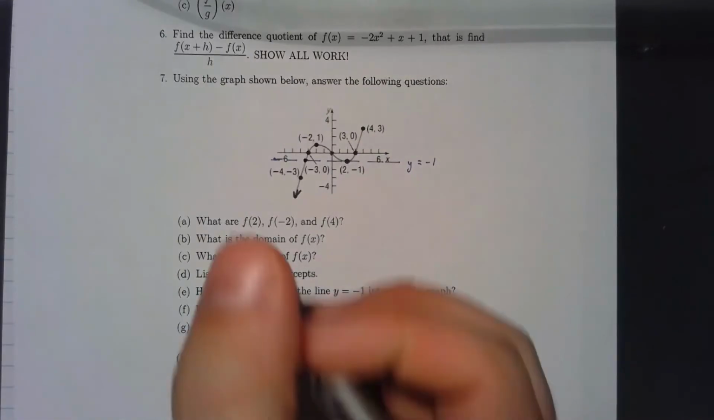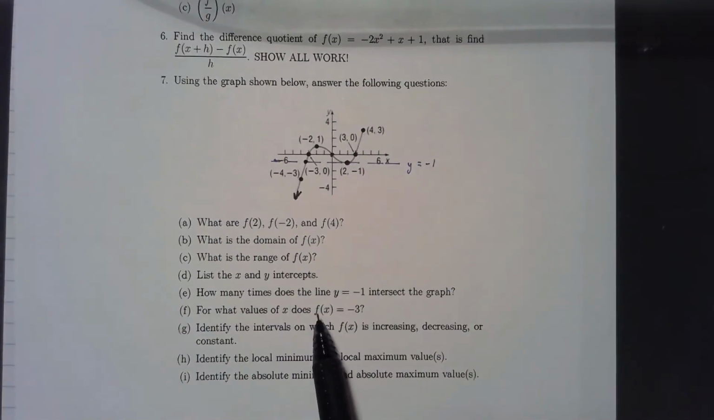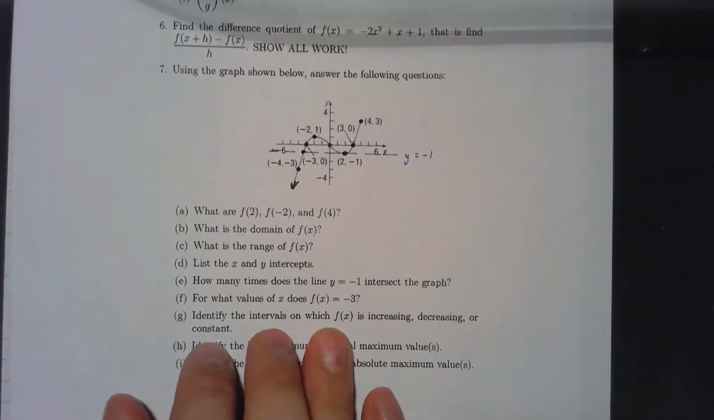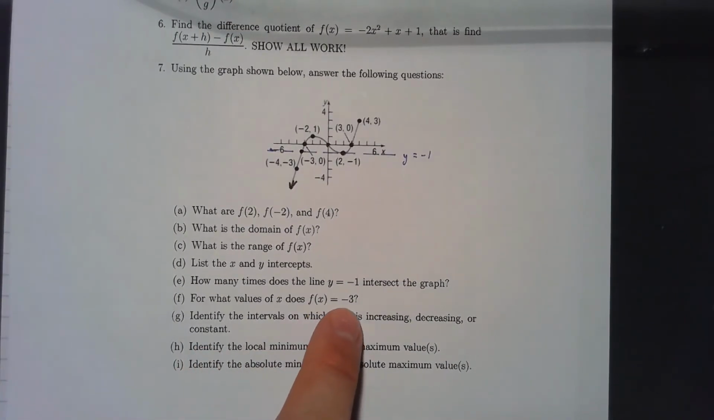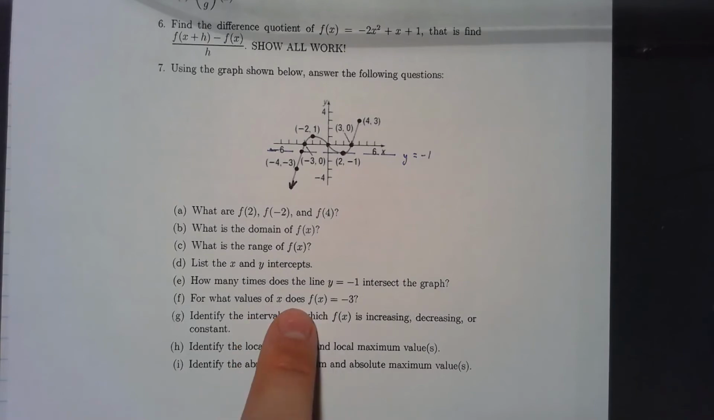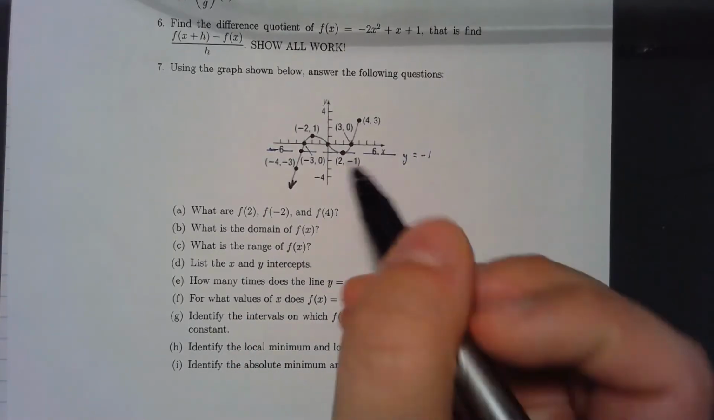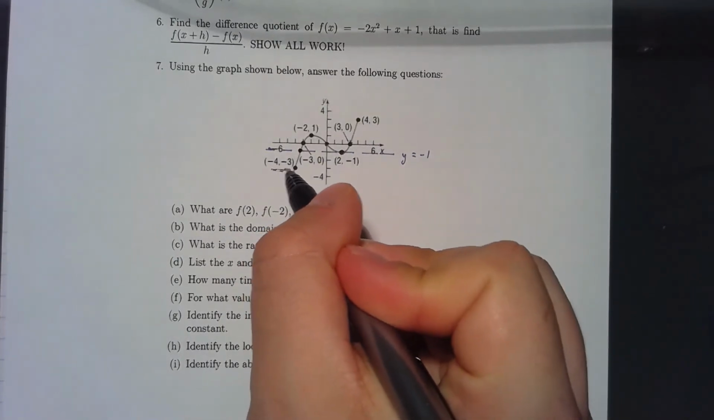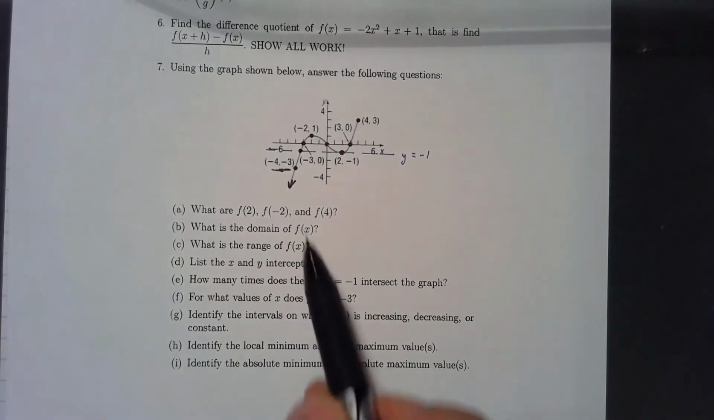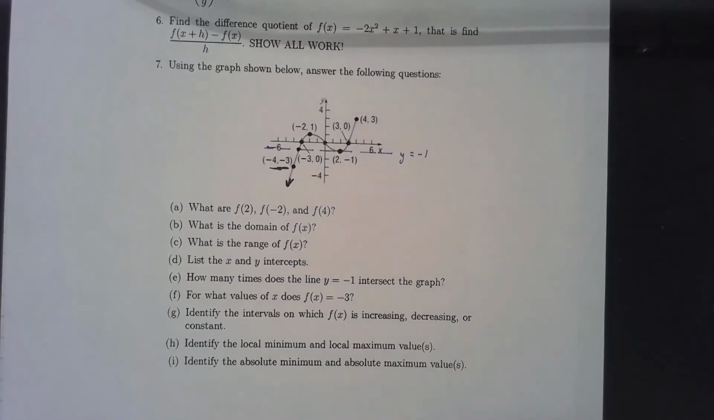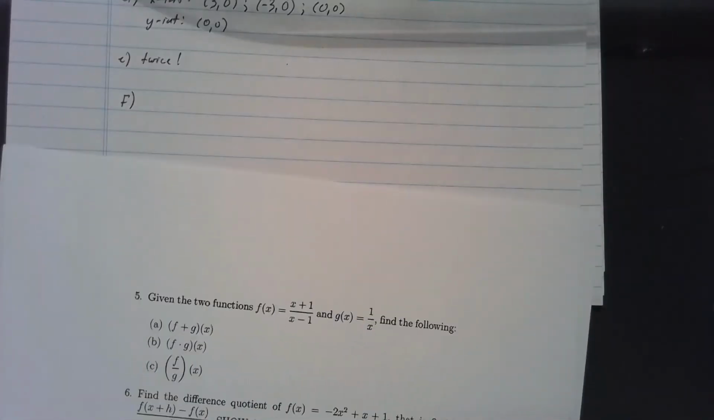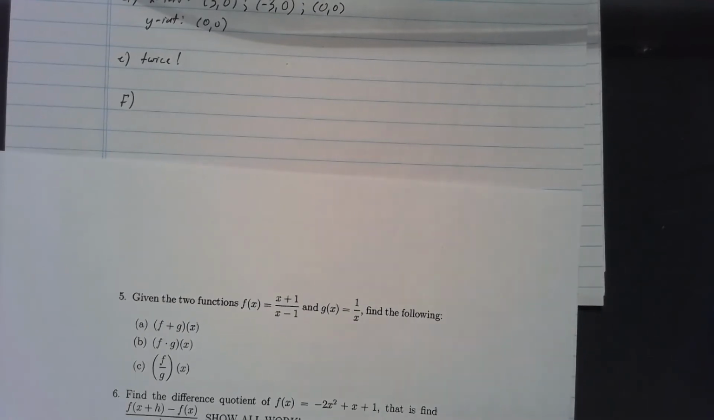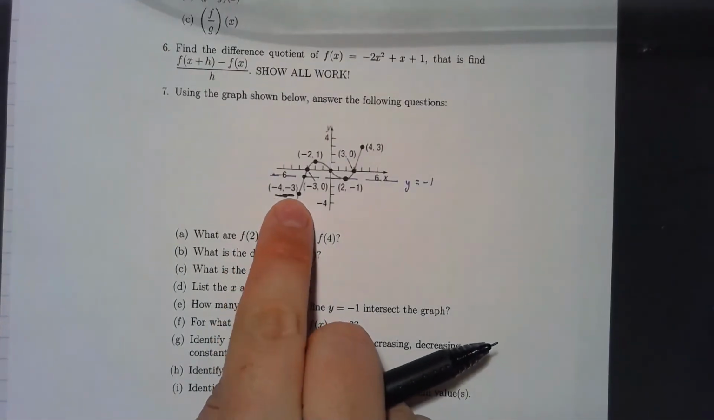F. For what values of x does f of x equal negative 3? So you just have to look at the ordered pairs where the y coordinate is negative 3, right? You're finding where y equals negative 3. Well, y equals negative 3 right here. So what are the values of x where that occurs? Negative 4, and that's the only one. So letter F, for what value of x does f of x equal negative 3? x equals negative 4, right? Nothing to it.